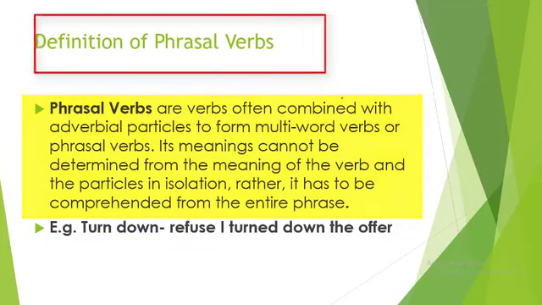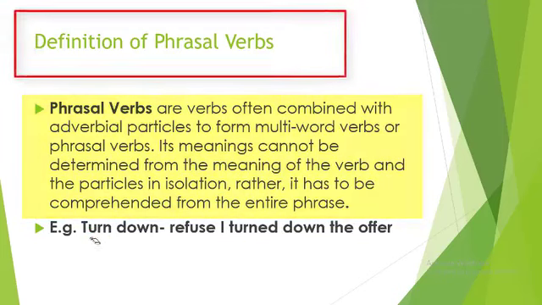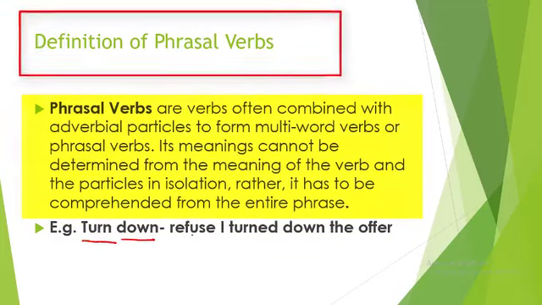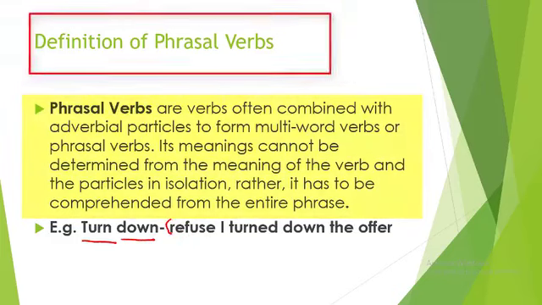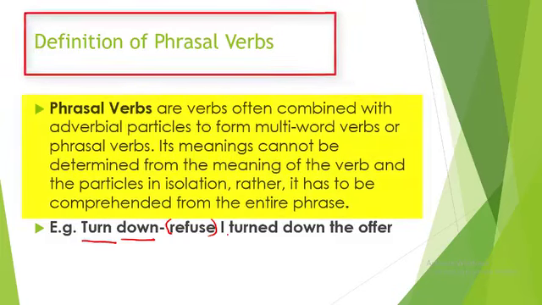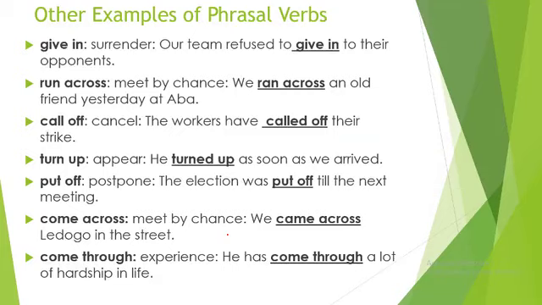words. So for instance, the verb here is turn. But if I say turn down, now it's different from the word turn itself. And to turn down means to what? Refuse. Okay? To refuse or to reject. So if you say I turned down the offer. Okay? Turned down the offer.